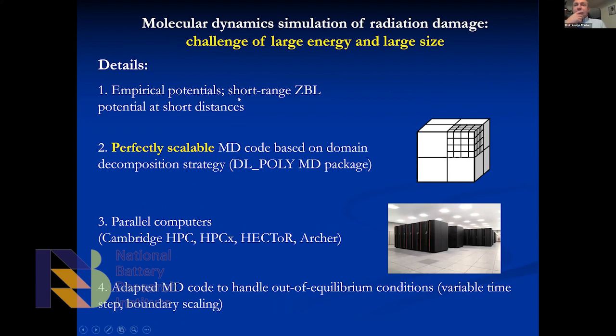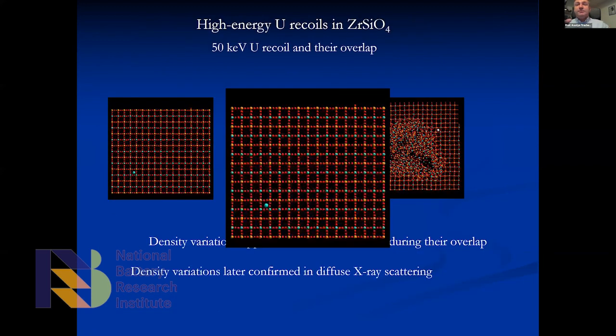We take good care of them. Then we also need to have a code which is scalable. And by scalable, I mean that suppose we have a large supercomputer shown here, then we can assign each part of our physical system, part of our zircon, to a different processor on that supercomputer. And we use different types of supercomputers here. Then, of course, we also need to do something with our code, because these simulations are highly non-equilibrium. So we need to adapt them to handle these conditions. And so what I would like to do now is to show you some results.